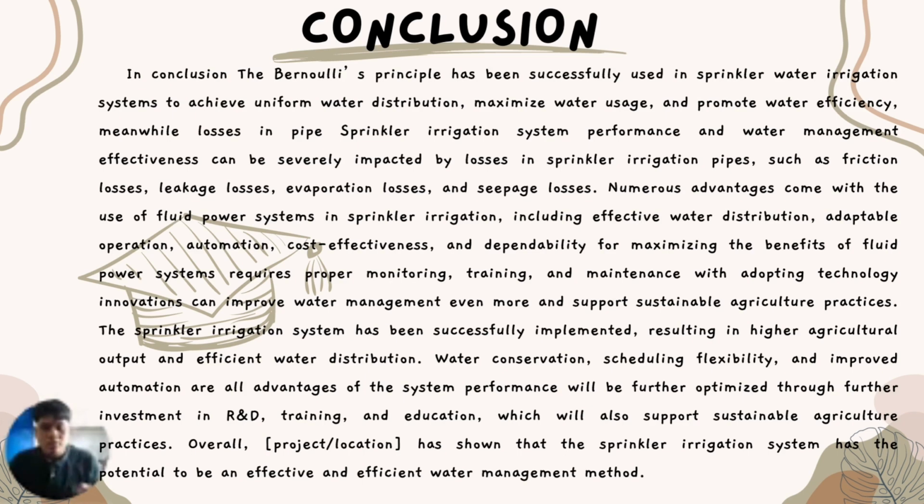In conclusion, sprinkler irrigation uses the Bernoulli principle to achieve maximum water use. From that, we can identify losses in pipe sprinkler irrigation, such as friction losses, leaking losses, and evaporation losses. So the system requires monitoring, training, and maintenance to adapt to technological environments. In the end, we can say the sprinkler irrigation system, through schedule flexibility to improve automation, and valve performance will be sustained for agricultural practice. Overall, it shows the sprinkler irrigation system has the potential to be an effective and efficient water management method.